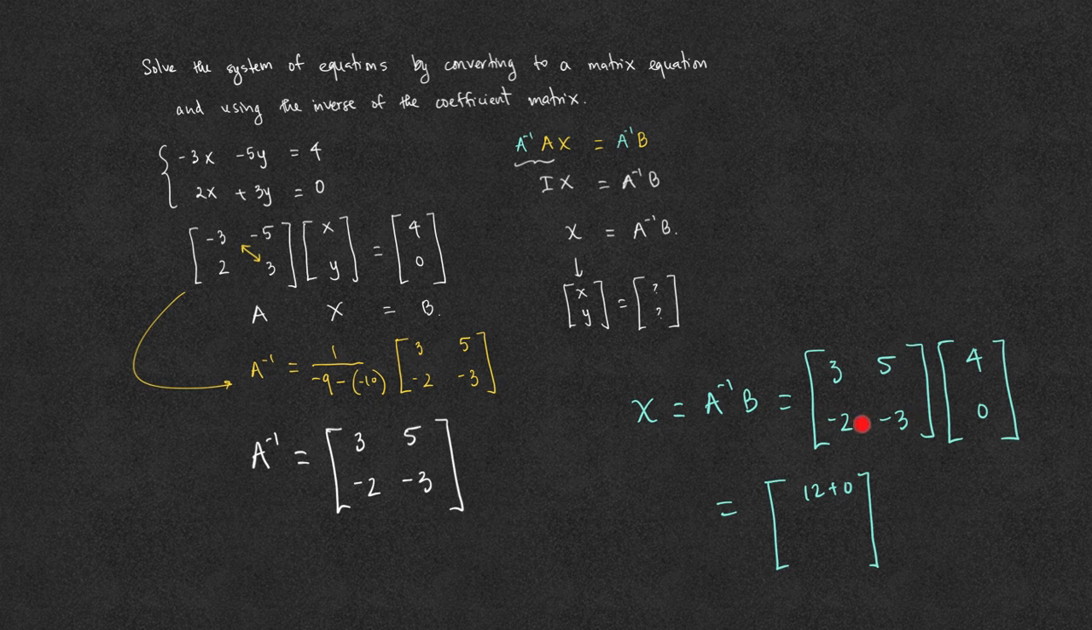Next, we take the second row and multiply by the only column. -2 times 4 is -8, -3 times 0 is 0. And so the answer is 12, -8. And since this is the variable matrix, we obtain X equals 12 and Y equals -8.